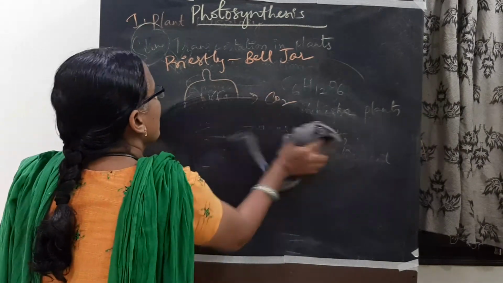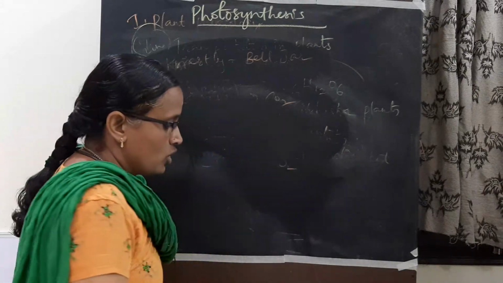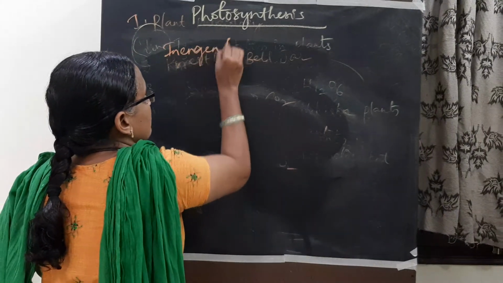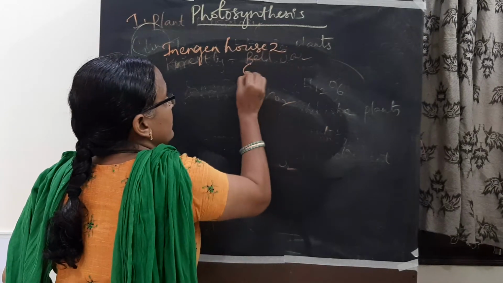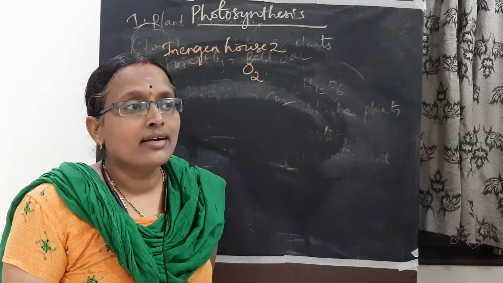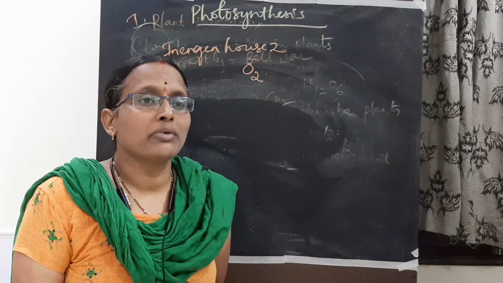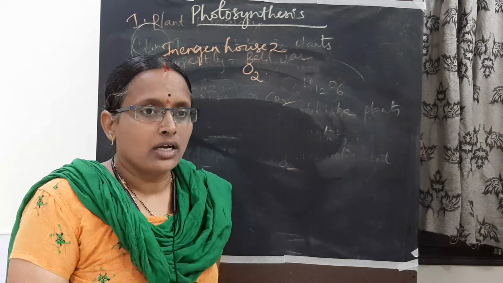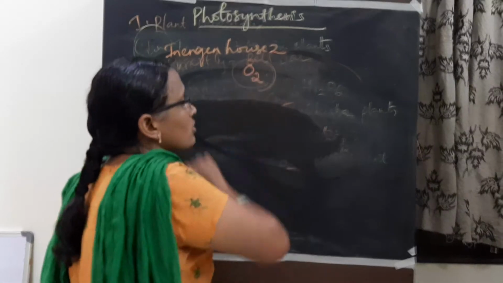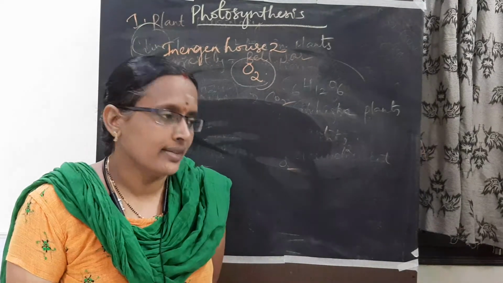And next is Ingenhousz. The name of the scientist is Ingenhousz. He said that oxygen is released, by taking aquatic plants, and we know that it is a hydrilla experiment. By conducting experiments on aquatic plants, he proved that oxygen is a byproduct of photosynthesis. Oxygen is released in photosynthesis.